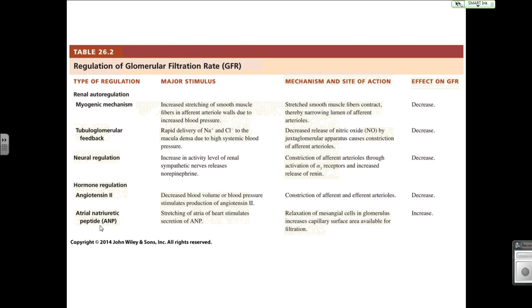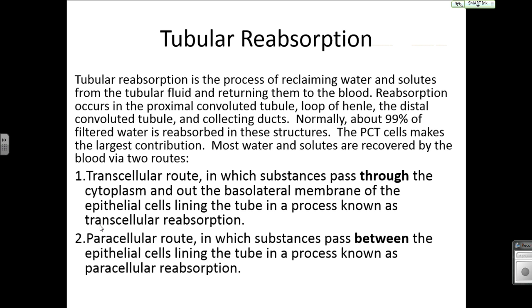Now, remember, there's 3 steps in the formation of urine. That was just step 1. The great thing, in my opinion, is I feel like step 1 is the most complicated. We still have tubular reabsorption and tubular secretion. So we're running out of time, but we can do 1 or 2 more slides.